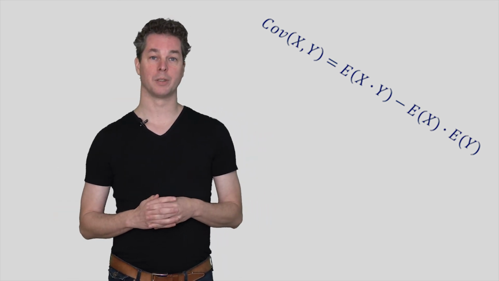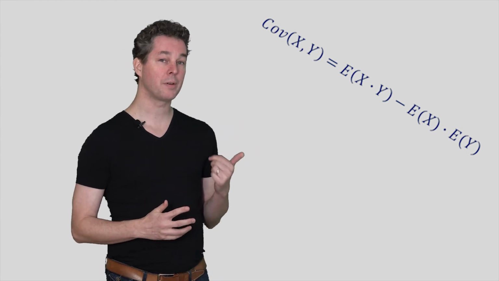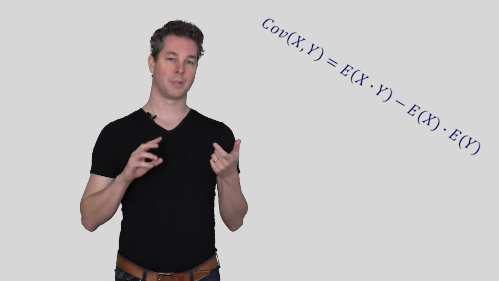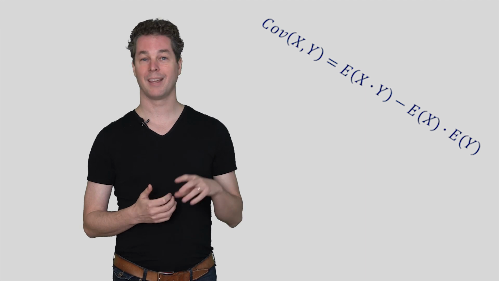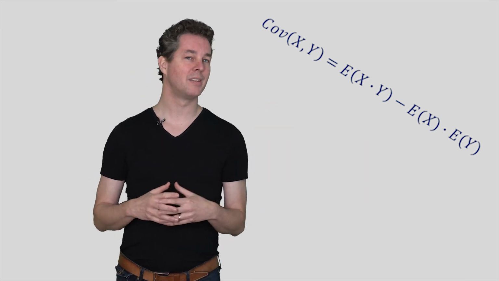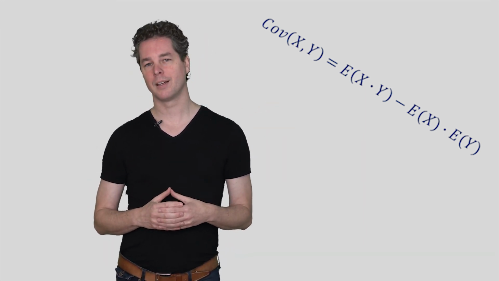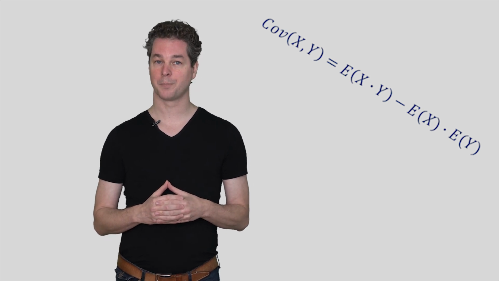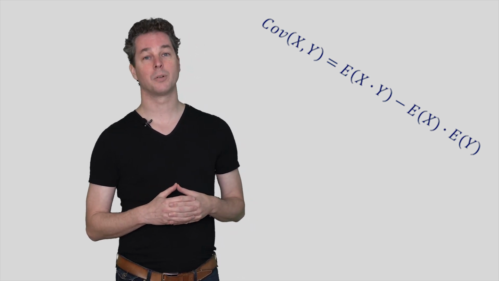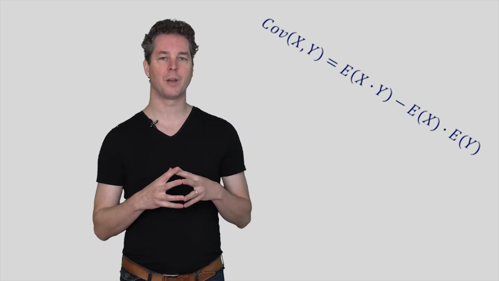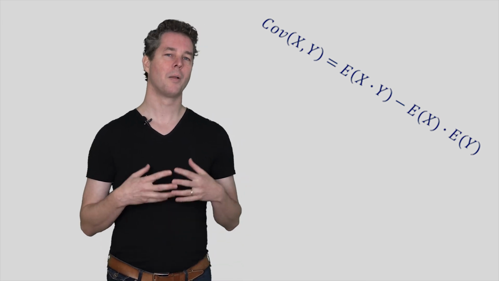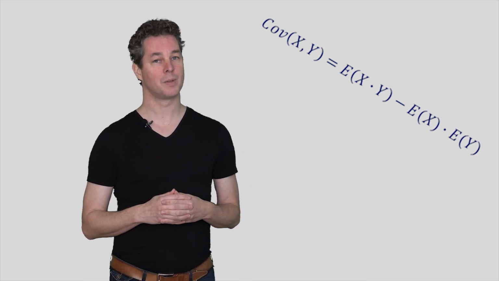If two variables are independent, then their covariance will be 0. But the reverse does not hold. If the covariance is 0, that does not necessarily mean that your variables are independent. See if you can find an example of two variables that are not independent but have a covariance that is 0. It's a nice exercise.